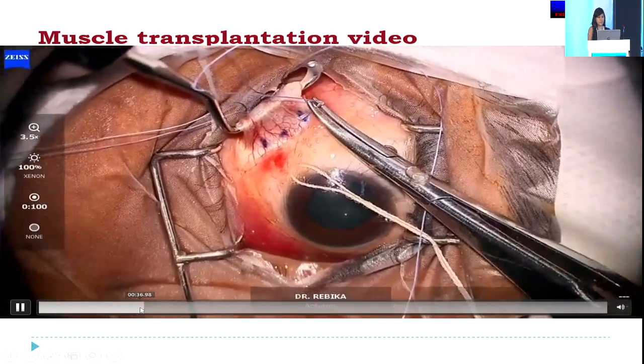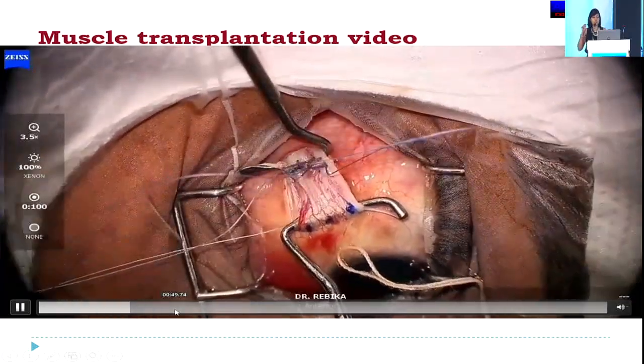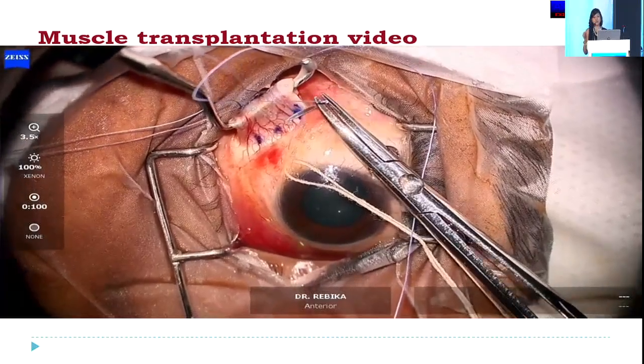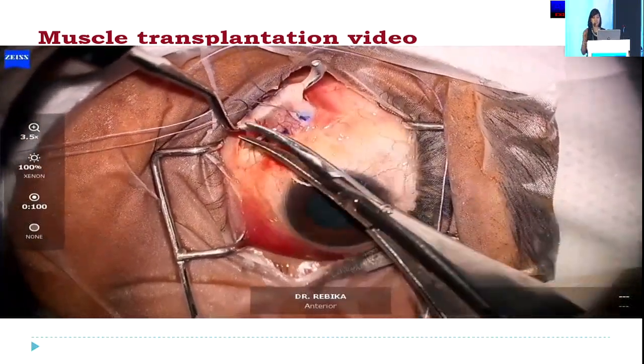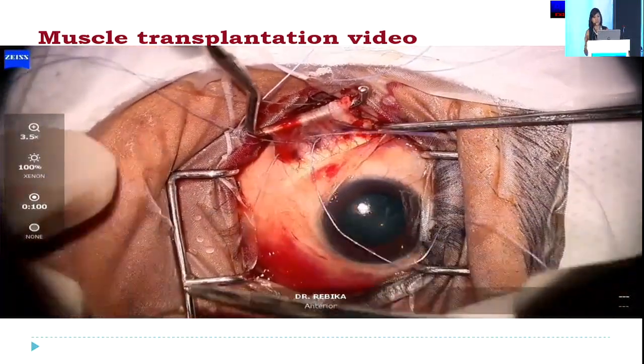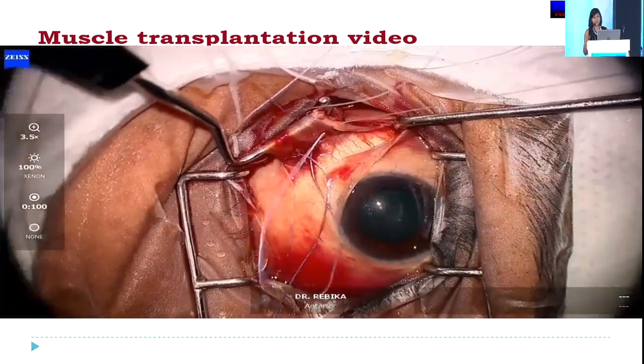So once you have dissected, then using two double-armed 6-0 Vicryl sutures, you need to pass them and secure the muscle fibers, just as you would do for a muscle resection procedure. But the extra step that you need to add is you need to pass another suture at the insertion. So that is also a 6-0 Vicryl suture.